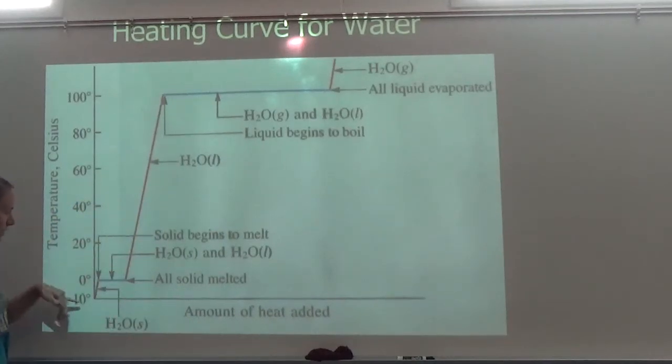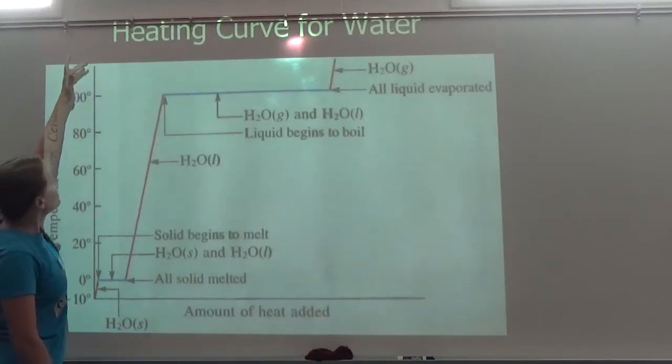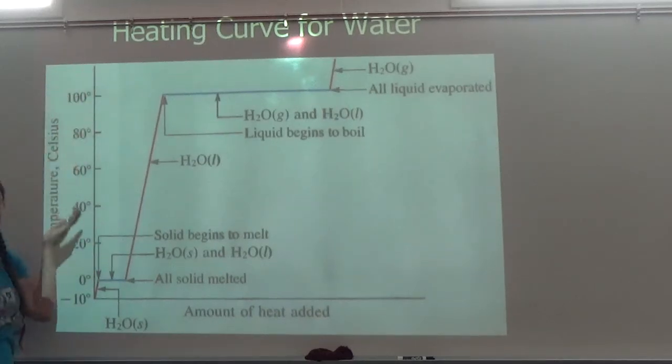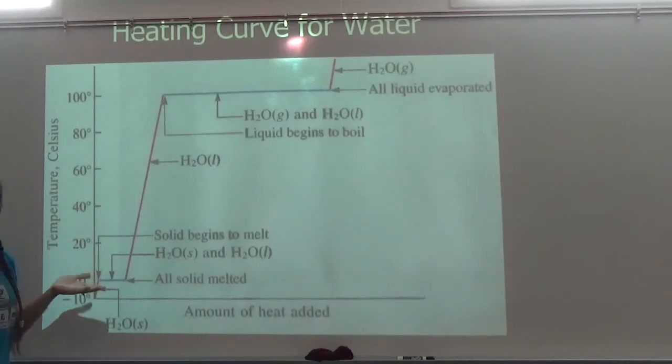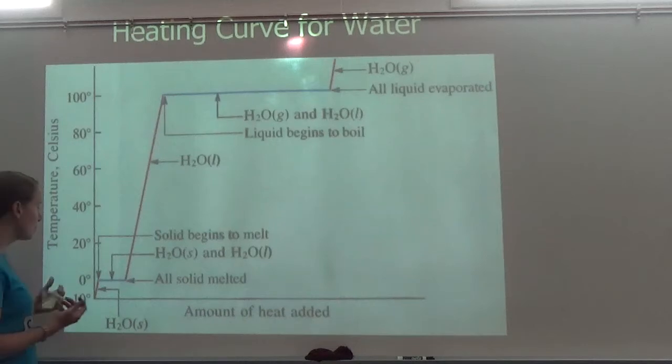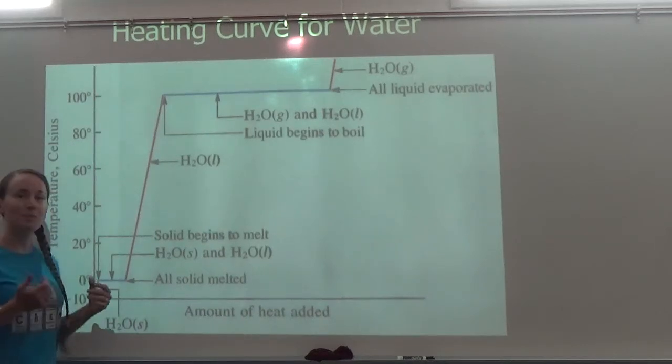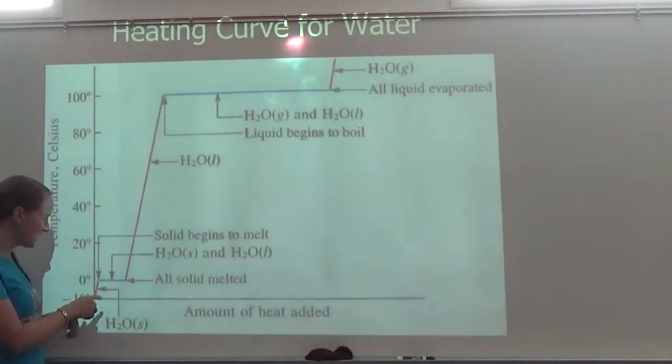So what we're doing is we're going to start with water at negative 10 degrees Celsius and go all the way up to maybe 120 degrees Celsius. And what this curve is showing is what's happening at each step. And that's what you need to know, what is happening at each step. I hope I'm even on the camera at this point. I normally don't stand on this side.